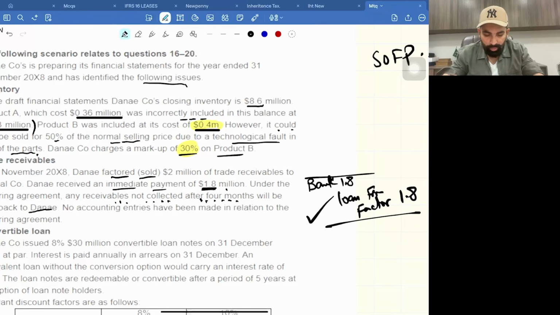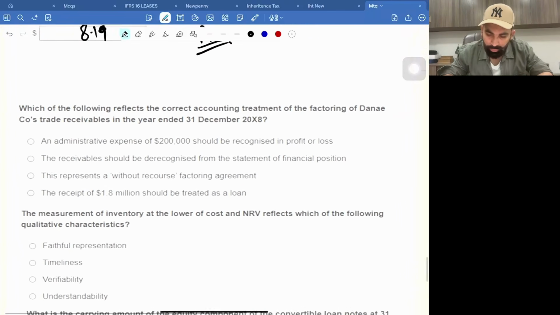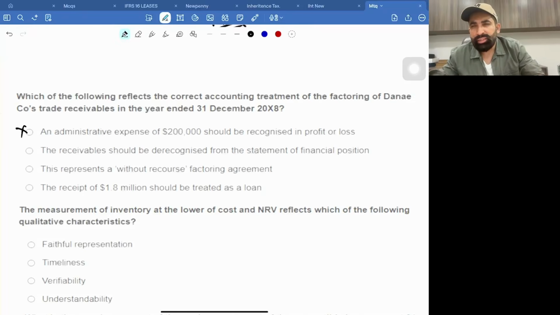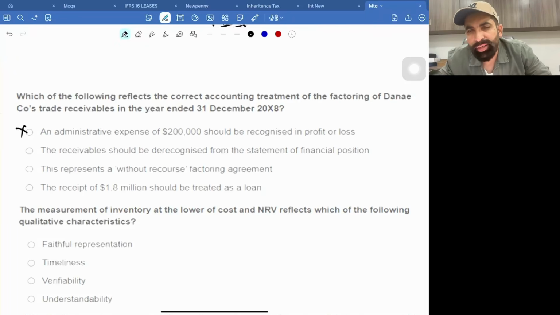Okay, now next. Which of the following reflects the correct accounting treatment of the factoring of trade receivables? Admin expenses, no, not at all. Admin expenses can only be booked... See, 2 million is the receivable amount, 1.8 million we receive. If it would have been an insured bad debts case, then you can de-recognize the receivable and you can book the expense.